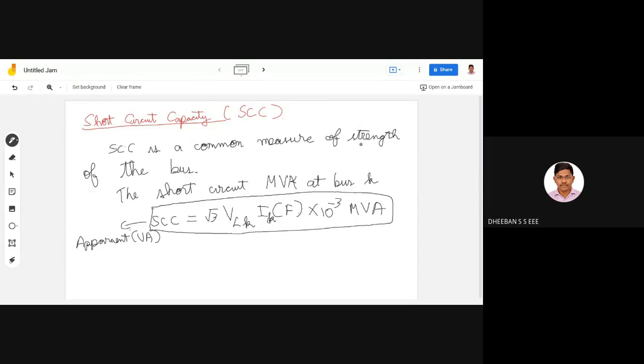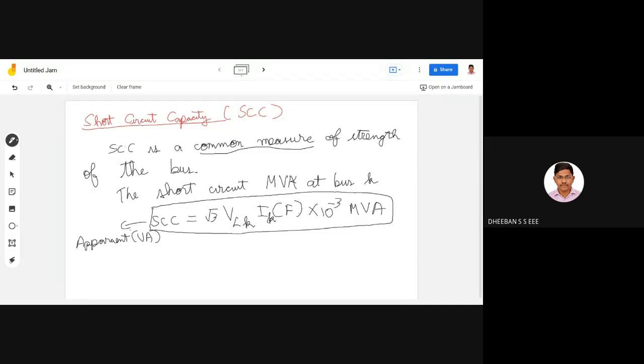For what purpose is short circuit capacity used? It is the common measure of the strength of the bus. That is, how much power that particular bus can hold in case a fault arises. If a fault arises, there has to be a limit that the bus can hold, and that limit is given by this value of SCC.